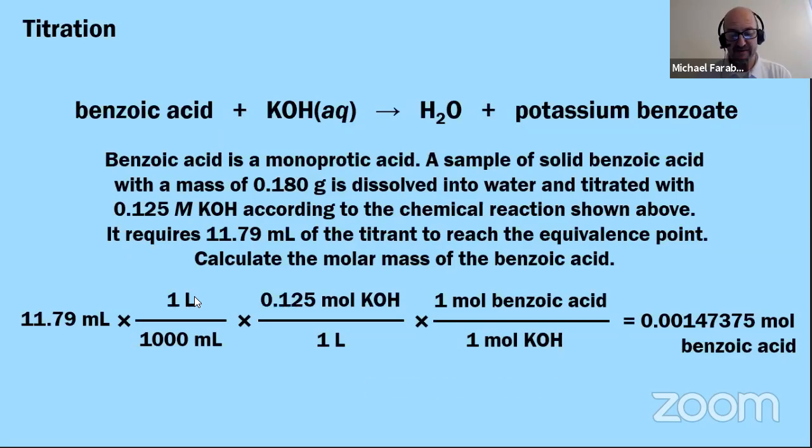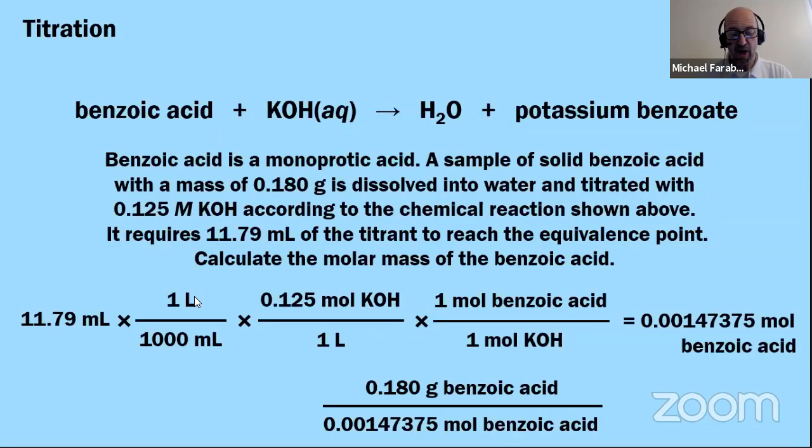0.180, that's my mass. Divide that by the number of moles I have, and our molar mass works out to be about 122 grams per mole. So you can use a titration experiment to do calculations for either an acid-base reaction or possibly a redox. In fact, I think you'll see that redox titration in your homework problem today.